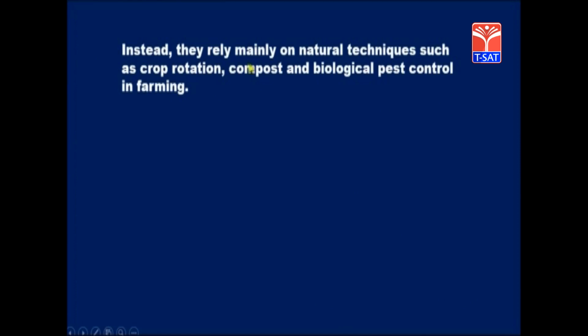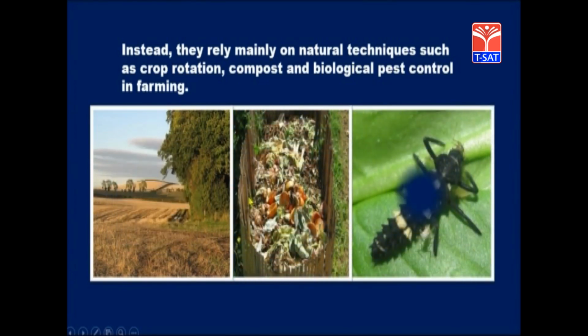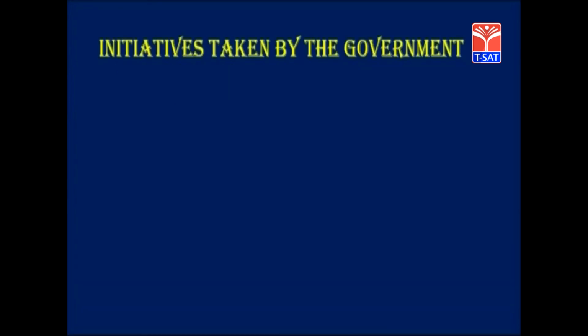Instead, they rely mainly on natural techniques such as crop rotation, compost and biological pest control. So, this is crop rotation, this is compost which you can prepare even at home by using vegetable peels and all, and this is biological pest control. The biological pests are the natural enemies of the pests which eat the plants. So, in this way they can control the pests.